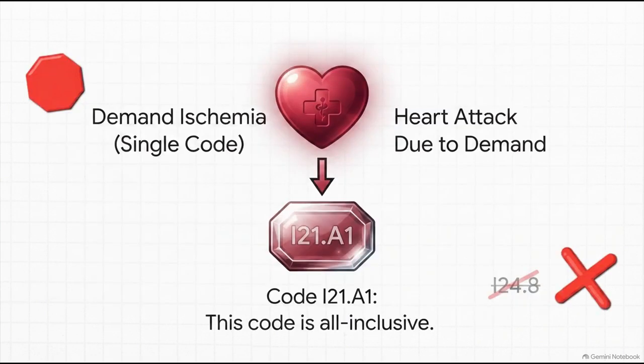Now, we also need to do a little myth busting here because this is a really common error in the field. Coders often try to separately code the demand ischemia when a type 2 MI is already documented. Do not, and I repeat, do not, assign code I24.8, which stands for other forms of acute ischemic heart disease, to capture demand ischemia in this scenario. Code I21.A1 inherently encompasses that exact ischemic supply and demand mismatch. Double coding here is a definitive error, so just leave I24.8 out of it.